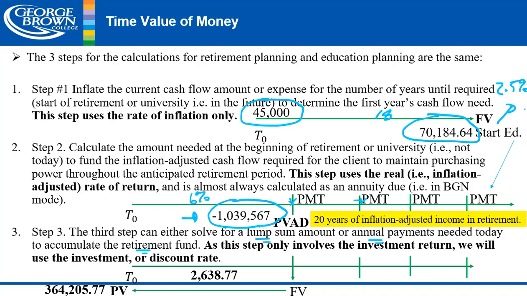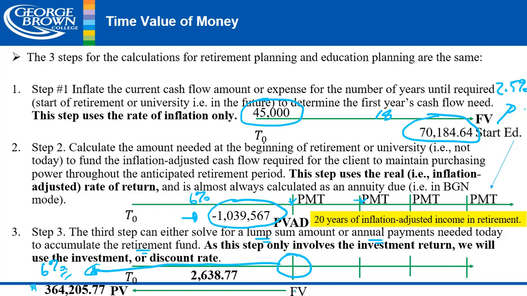Okay, so now that I know that $1,039,567 becomes my future value, the last step is just to figure out what that amount is today, knowing that I could put it in an investment account at 6%. So if I had $364,205.77, then at the end of 18 years, earning an average compounded annual growth rate of 6%, I'm going to have $1,039,567, and that's going to be enough money to fund myself for 20 years of retirement.